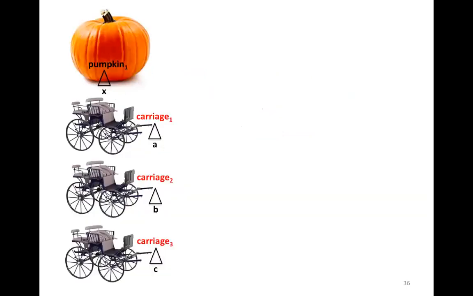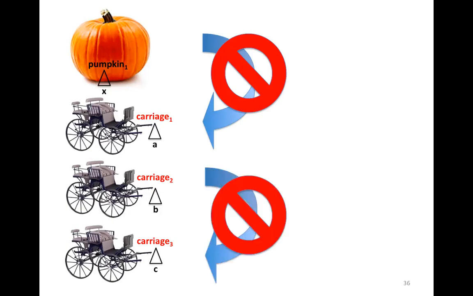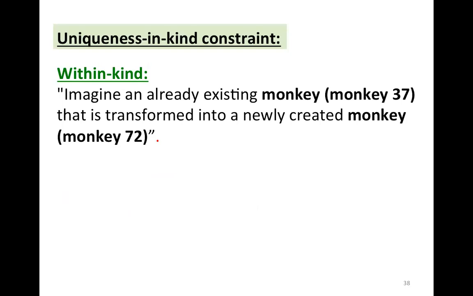So what this constraint implies is that people should reject the possibility of turning an actually existing pumpkin into an actually existing carriage, and they should equally resist the possibility of an actually existing carriage being turned into a different actually existing carriage. We tested this prediction using stimuli of the following sort.